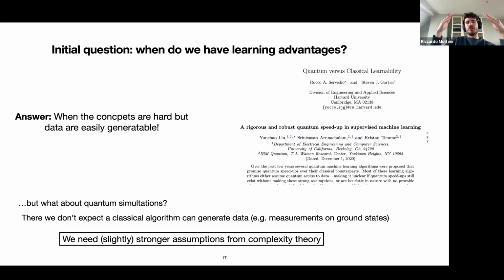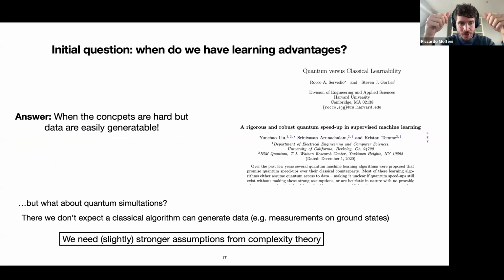So we started with the initial question: when do we have learning advantages? And one possible answer that we have seen in the literature is when concepts are hard, but data are easily generatable, right? In this case, we have a learning advantage.